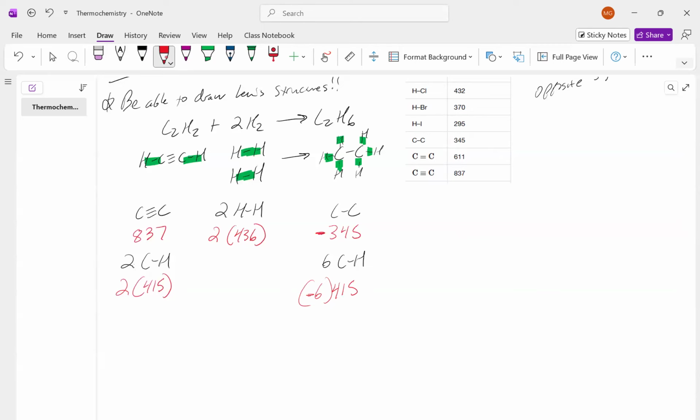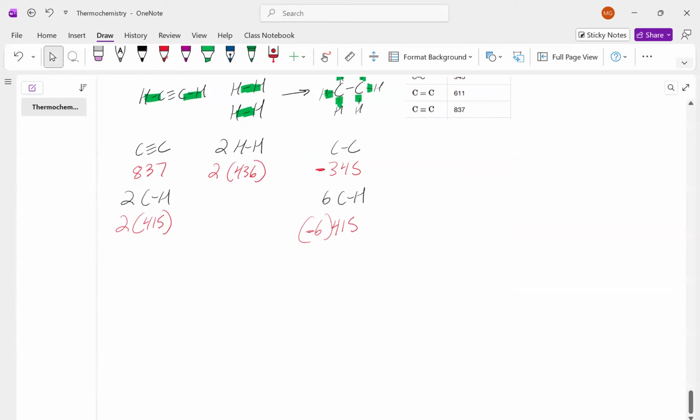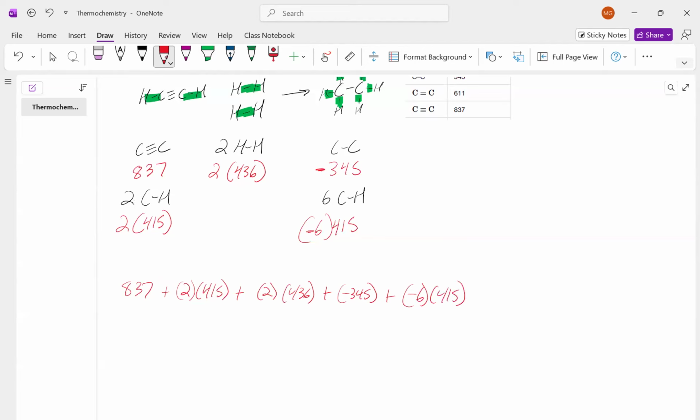And just like all the other Hess's law examples, I'm going to add up all of these numbers. So 837 plus 2 times 415 plus 2 times 436 plus a negative 345 plus a negative 6 times 415. And that releases 296 kilojoules of energy. Again, keeping track of the sign. If the sign is negative, what kind of process is this? This is an exothermic process.